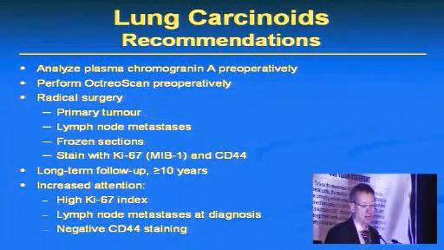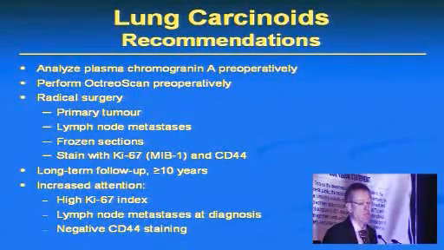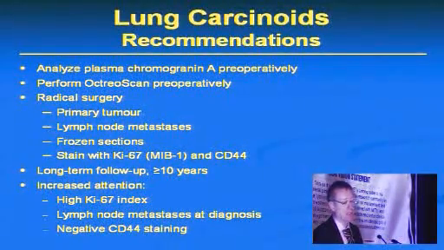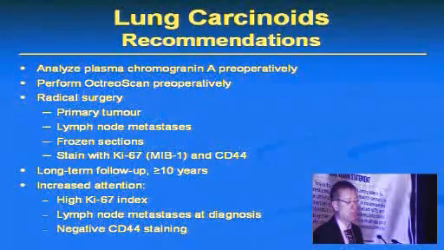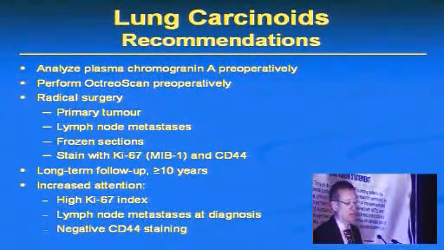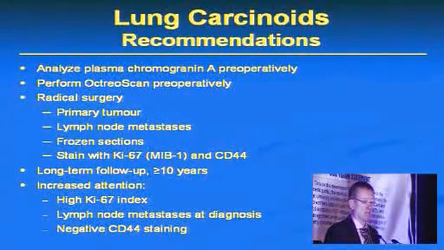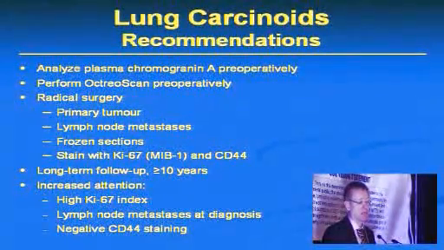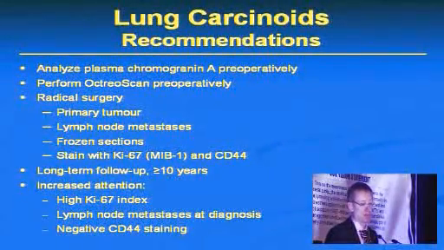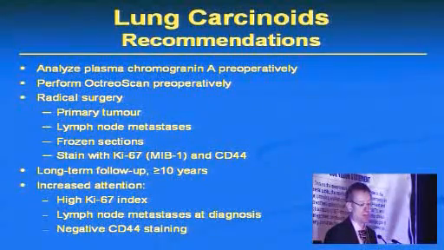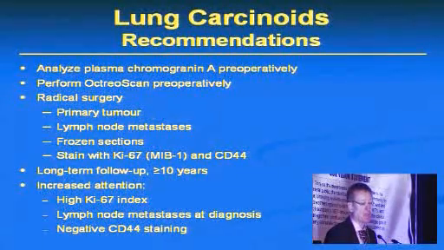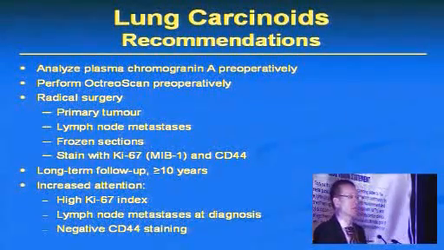Finally, 2 slides about recommendations. How do I think you should manage these patients? Well, you should analyze plasma chromogranin A preoperatively, mainly to look for metastatic disease. You should perform an octreotide scan preoperatively to see if this is a good method to follow the patients. Radical surgery, and we have heard about that, primary tumor, lymph node metastasis, frozen section, and you should stain with Ki67 and CD44.